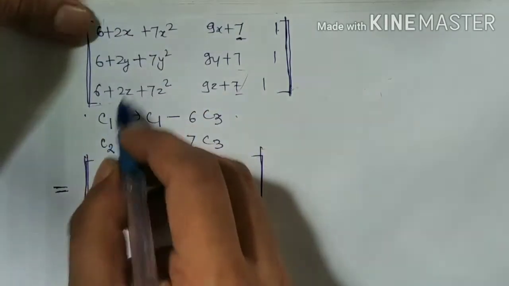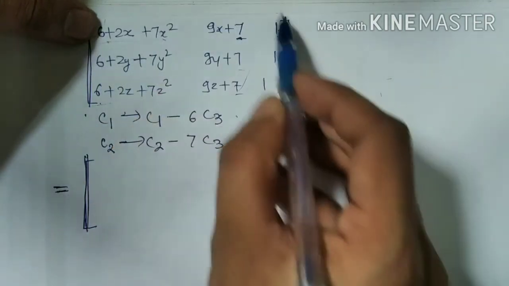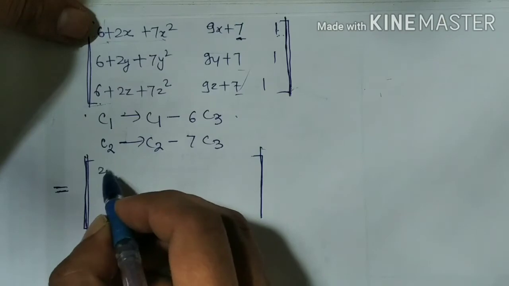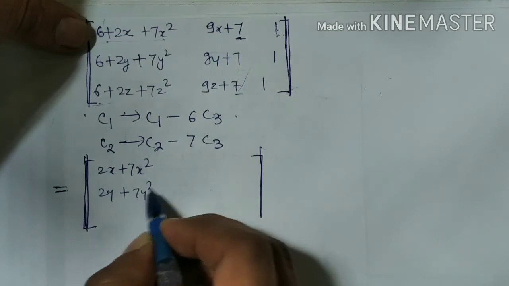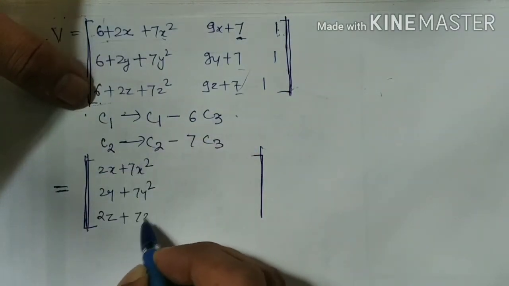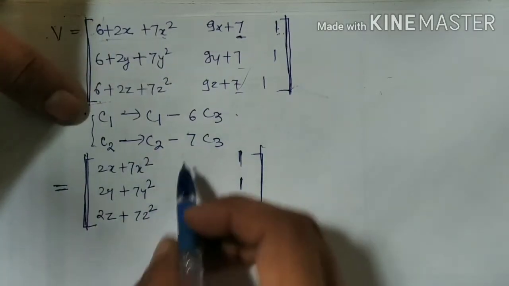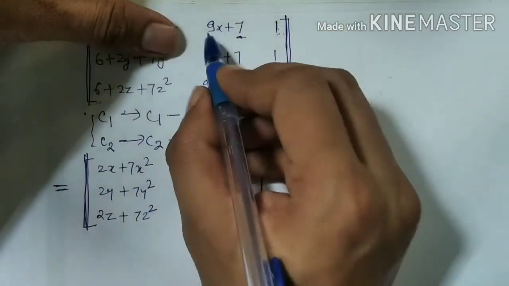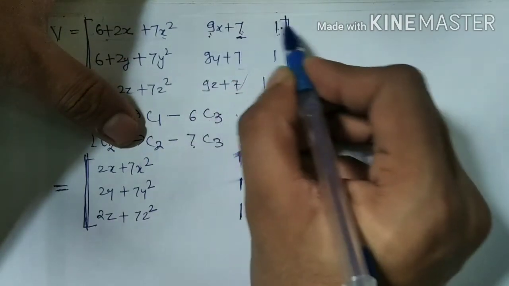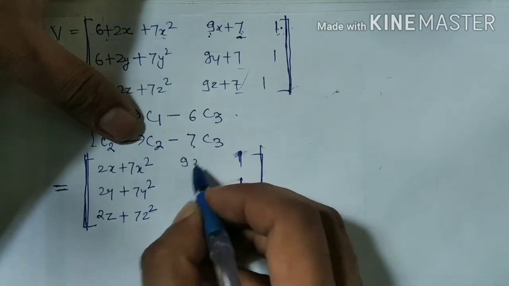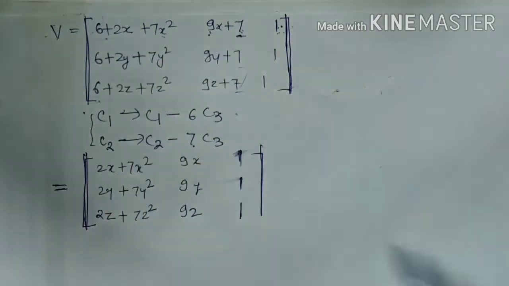So what happens after this operation? 6 minus 6 plus 2x plus 7x square minus 6 into 1 will be 2x plus 7x square. This is going to be eliminated. 2y, 7y square, similarly 2z, 7z square. We are performing operations on the first and second columns, so the third column is going to be the same. Next, in the second column, 9x plus 7 minus 7 times 1. The 7 is going to cancel, so we will be left with 9x, here 9y and 9z.